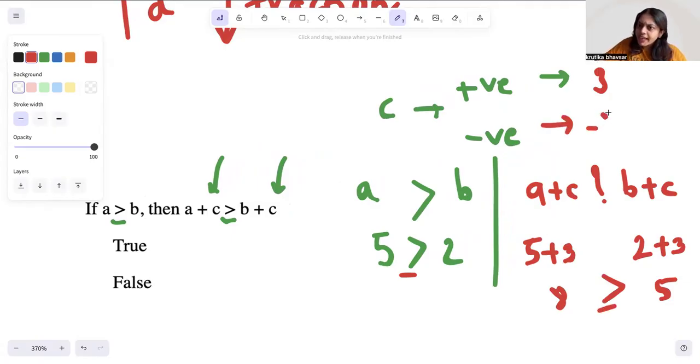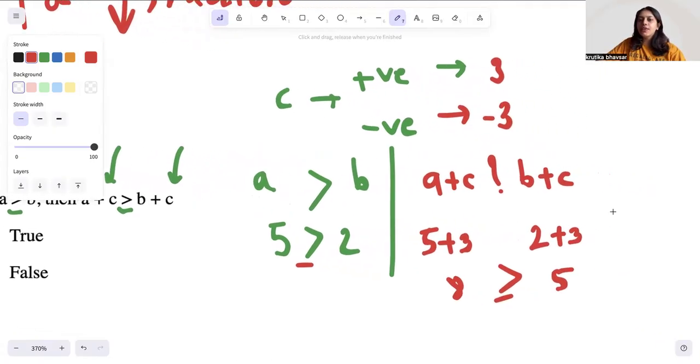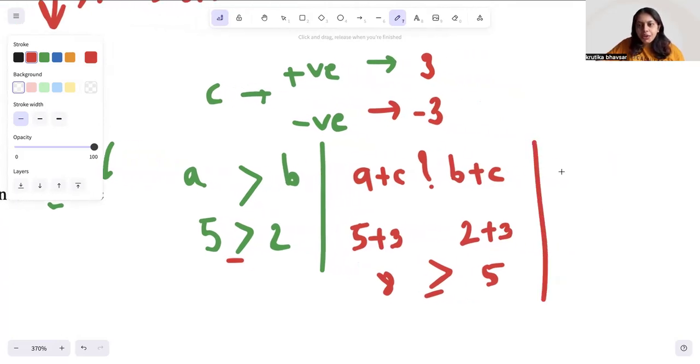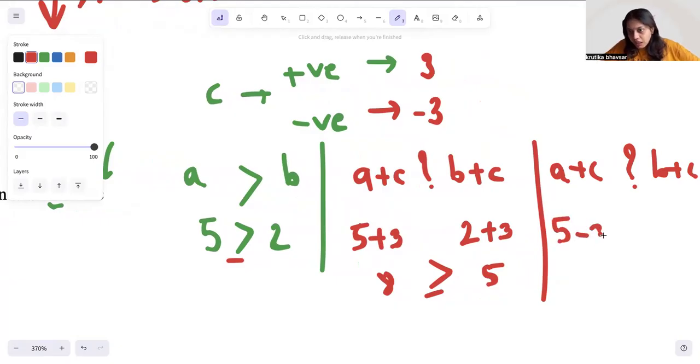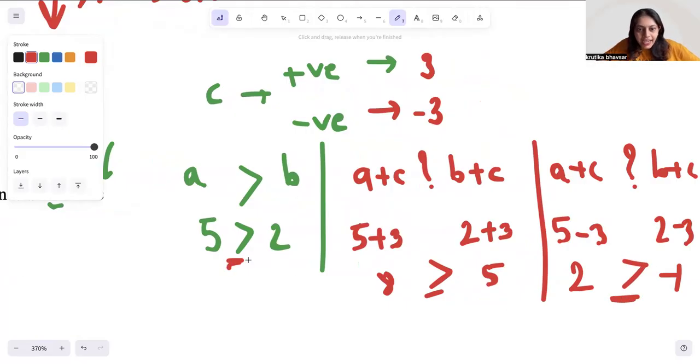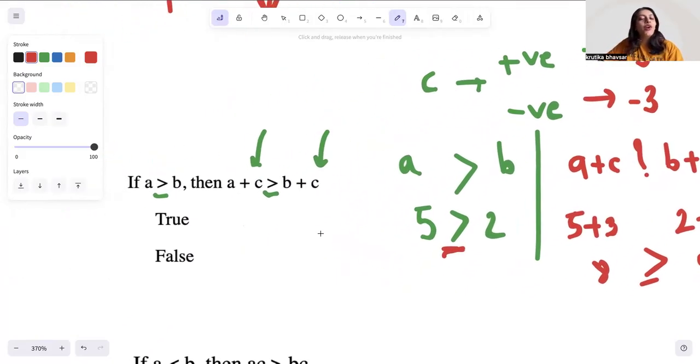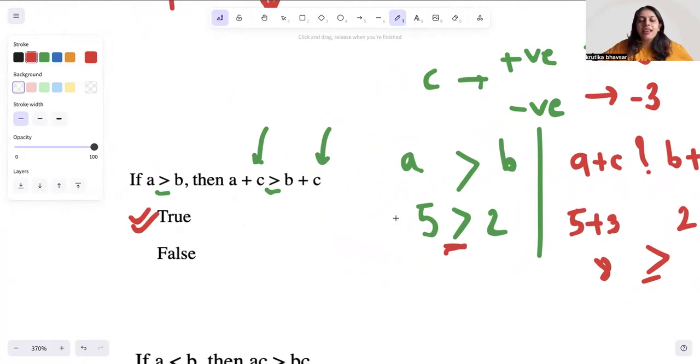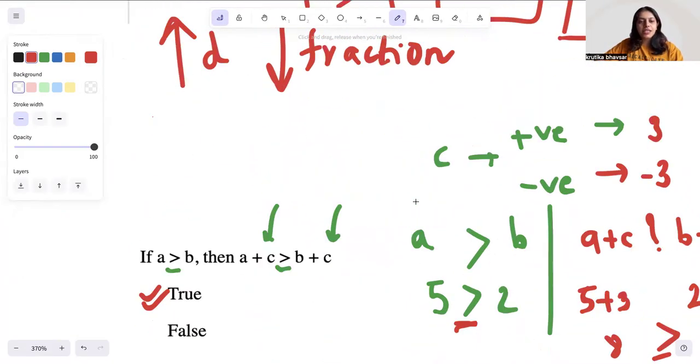Let's try for negative 3. Let's see what happens for negative 3. Again, you have A plus C and you have B plus C, and you don't know what they are going to behave like. So A plus C, 5 plus minus 3 and 2 plus minus 3. 5 minus 3 is 2 and 2 minus 3 is minus 1. And it is still greater than. So this sign is still intact. So this is true for all C, right? For all kind of C.